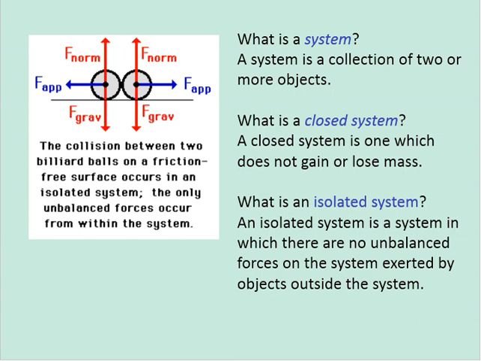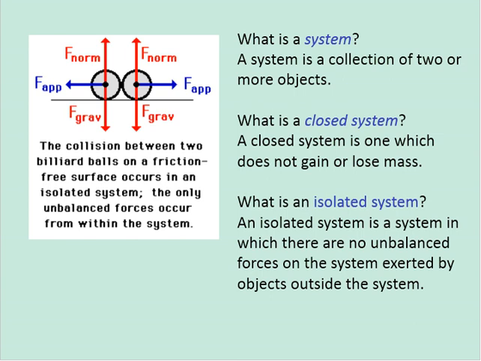What is an isolated system? An isolated system is just one in which the only forces that are being exerted on the objects to change their momentum are those Newton third law forces, the force that one exerts on the other.